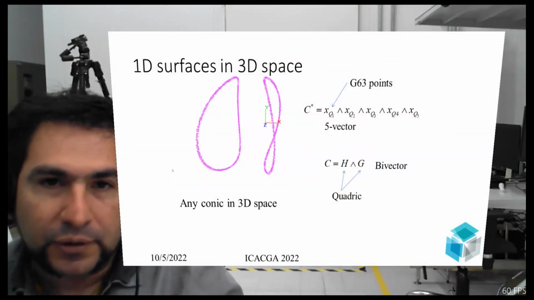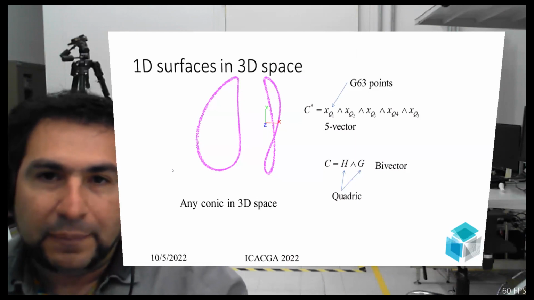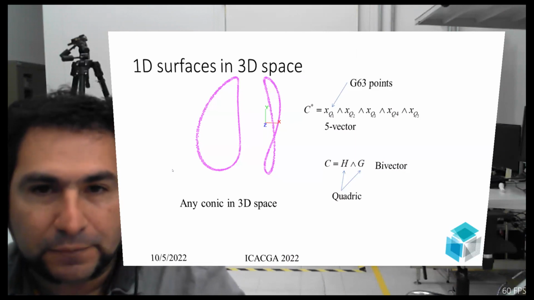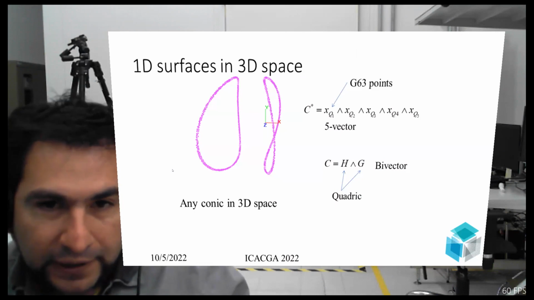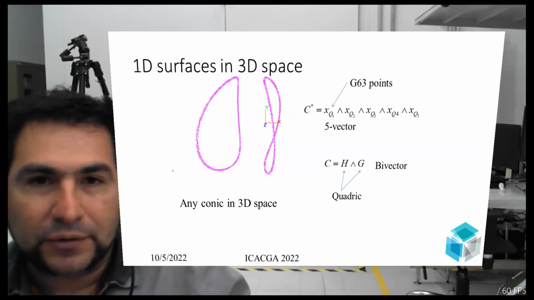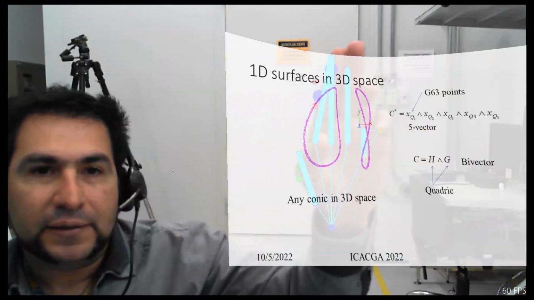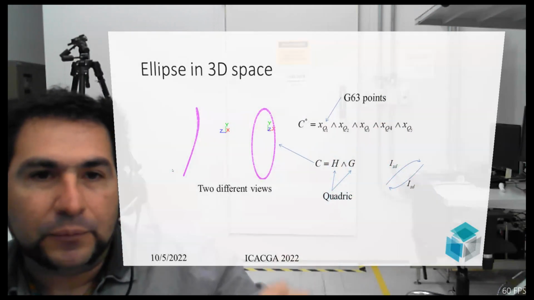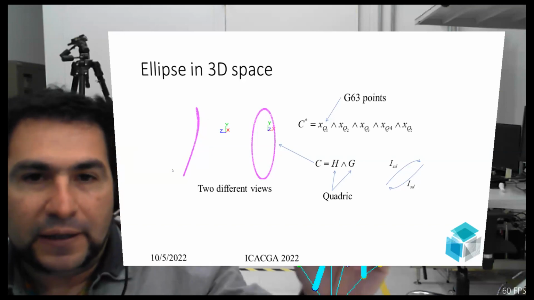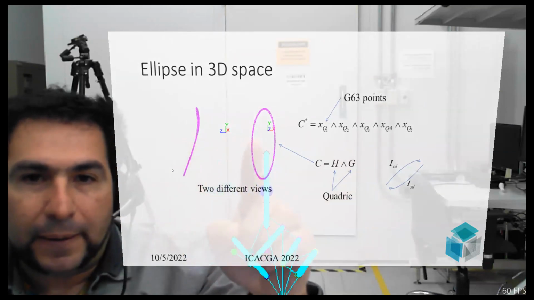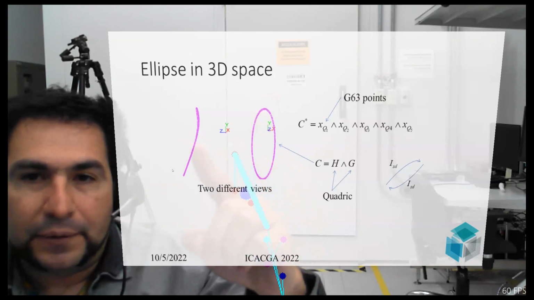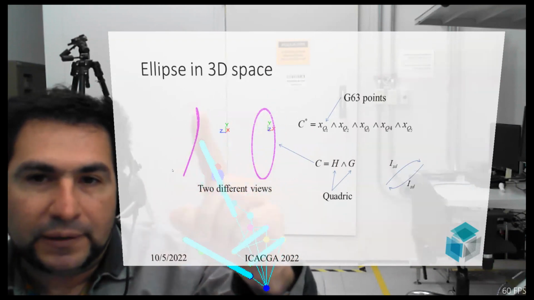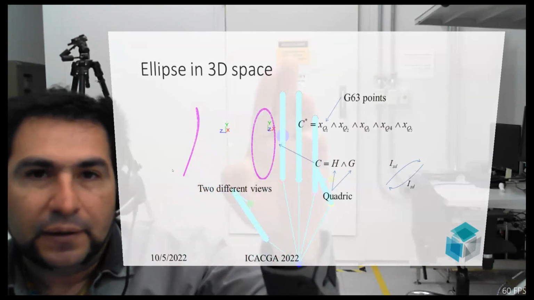You can generate those 1-dimensional surfaces in a 3-dimensional space. They look like a string, and that's why I call them nice strings. When you have these, you can generate them with a wedge of 5 points, and you generate, for example, this ellipse. But if you look from the other view, it is rounded like this.